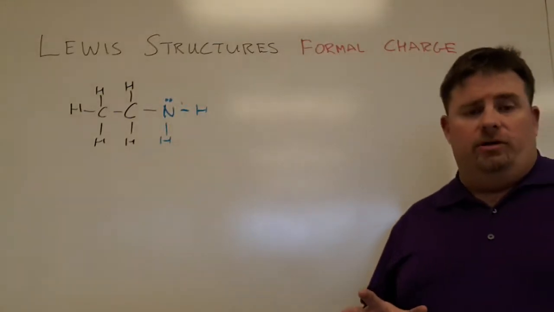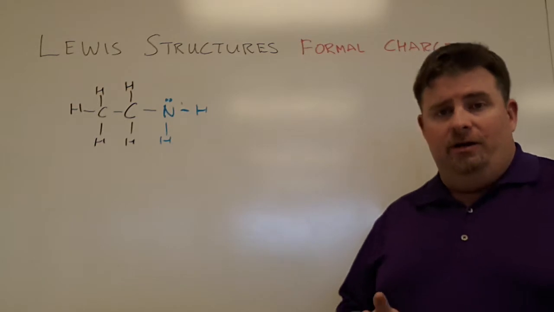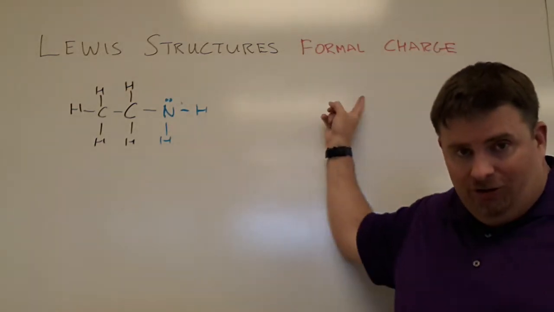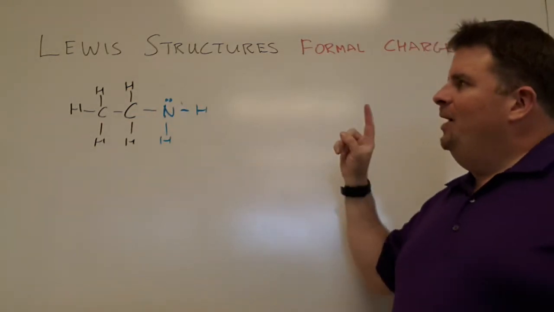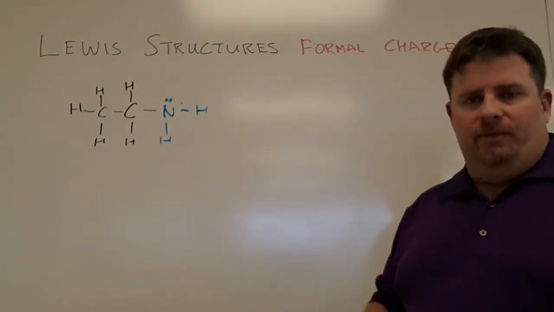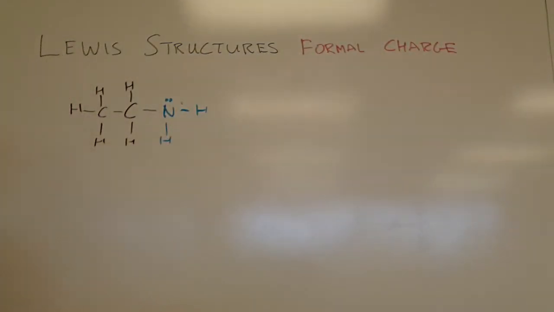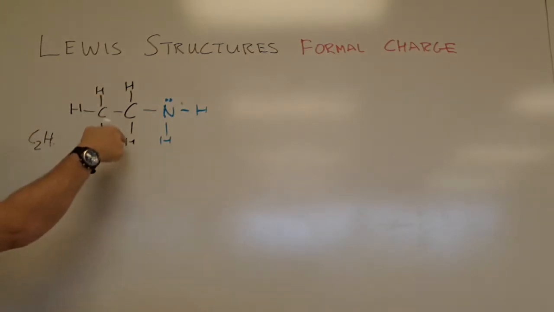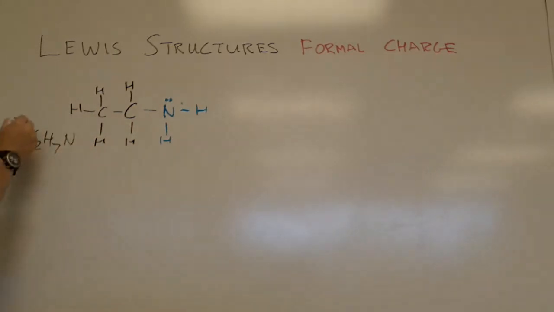Now we're back to Lewis structures, and this time we're going to talk about formal charges associated with Lewis structures. I've got a structure drawn up here, and this one is this molecular formula: C2H7N.